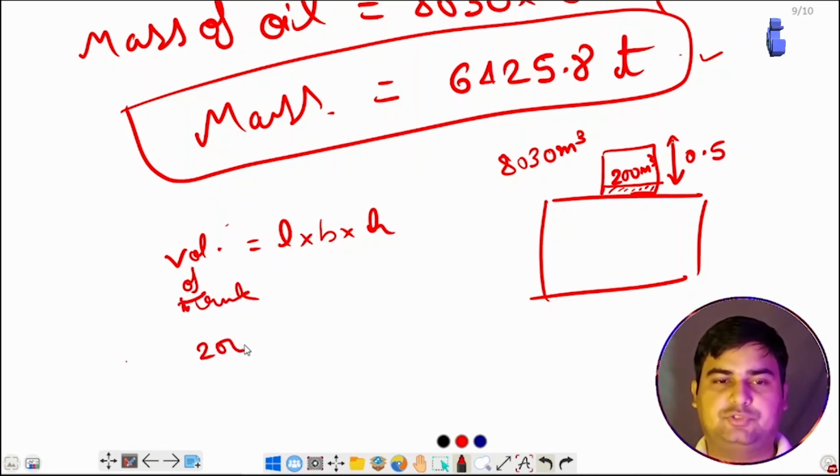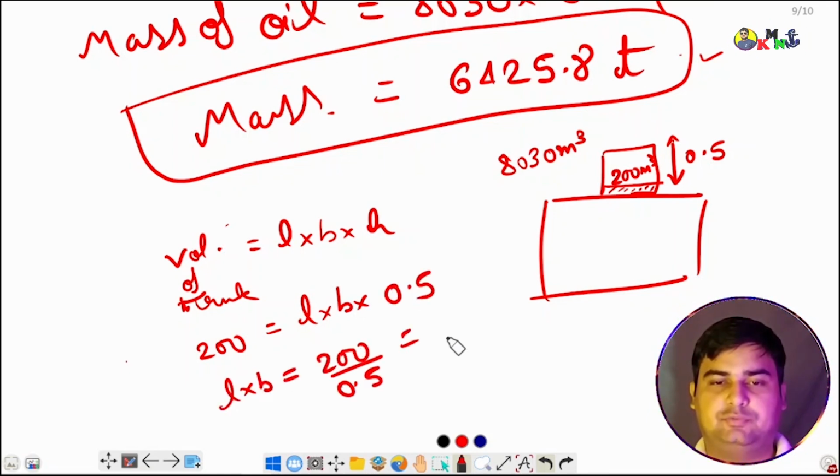The volume of trunk is 200 meter cubes. That is L into B into 0.5. So L into B, we know, is 200 divided by 0.5, that will be 400 meters square.